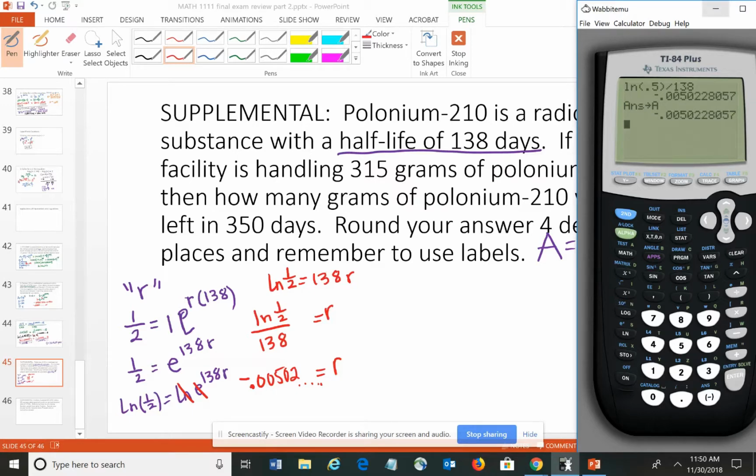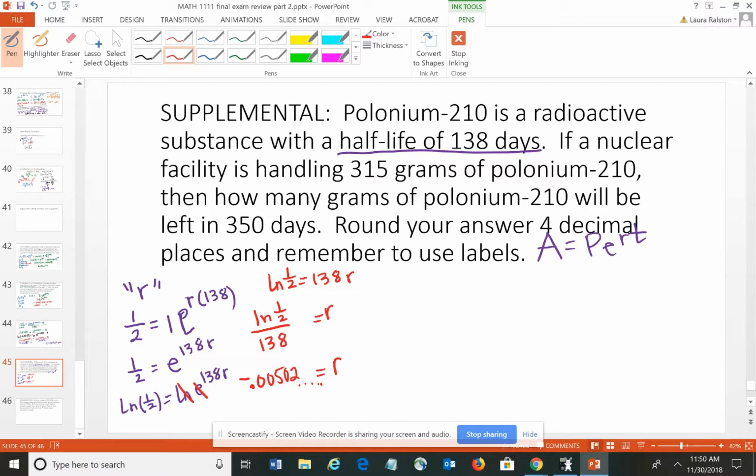Okay, so now that I know the rate of decay, which is r, then I go back and I pick up the numbers from the problem. I'm told that they're handling initially 315 grams. So I have 315 grams. The rate of decay is negative 0.00502. And it's going to be left for 350 days. And we want to know how much is going to be left. So in this scenario, we're actually looking for A. And really at this point, it becomes a calculator problem. You can put it in the calculator just like you see it written there.